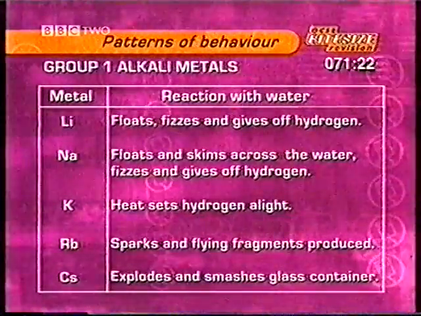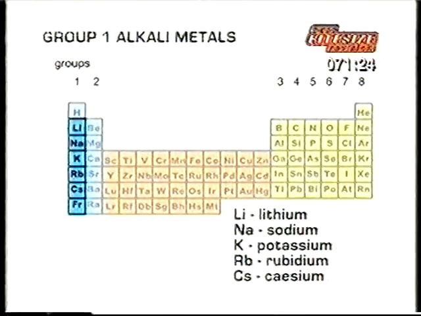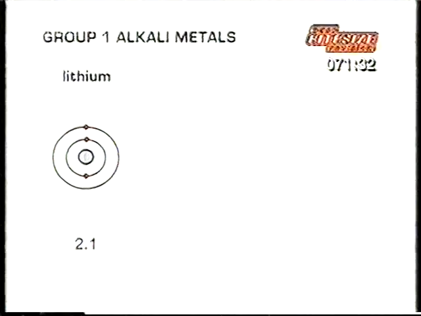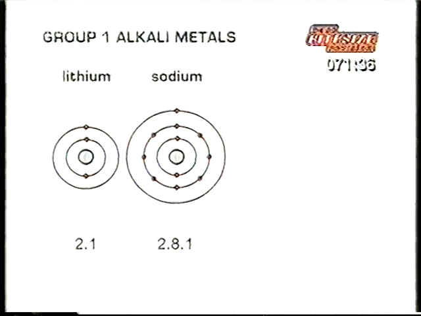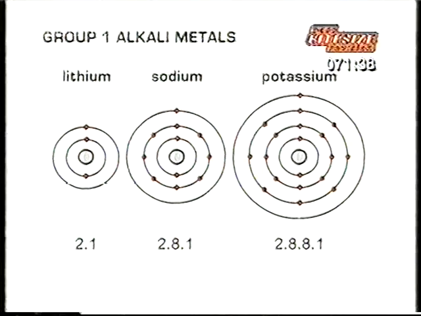Why are they all so reactive? By their position in group 1 of the periodic table, we know they've all got 1 electron in their outer shell. Lithium has 2 and 1 electrons. Sodium has 2, 8 and 1 electrons. Potassium has 2, 8, 8 and 1 electrons, and so on. In each case, the outer electron is desperate to combine with something else, which is why the alkali metals are so reactive.